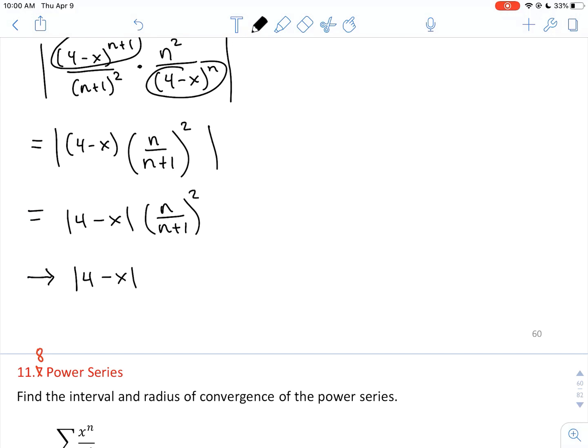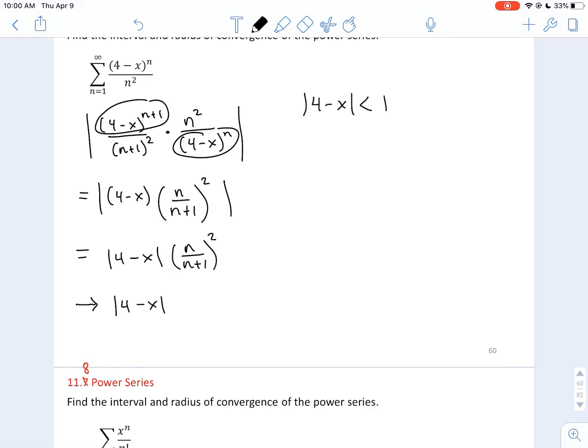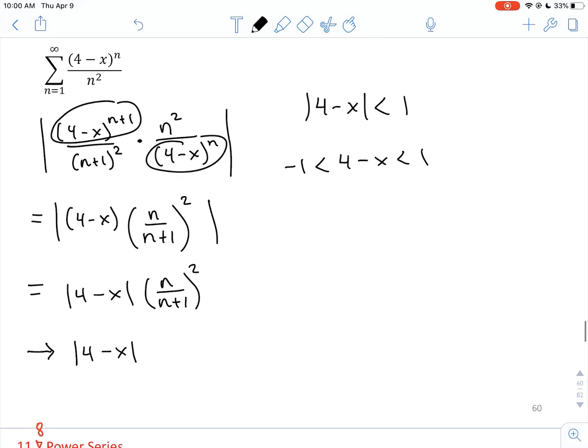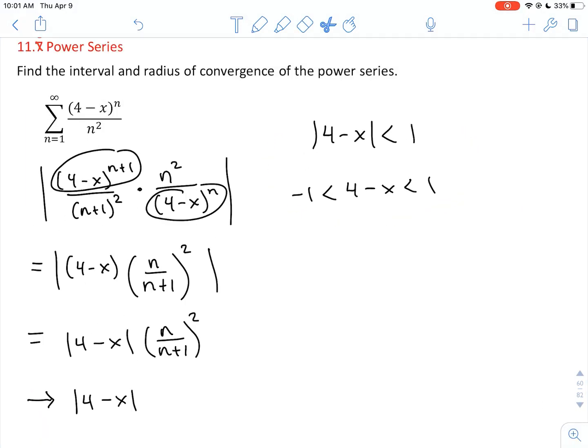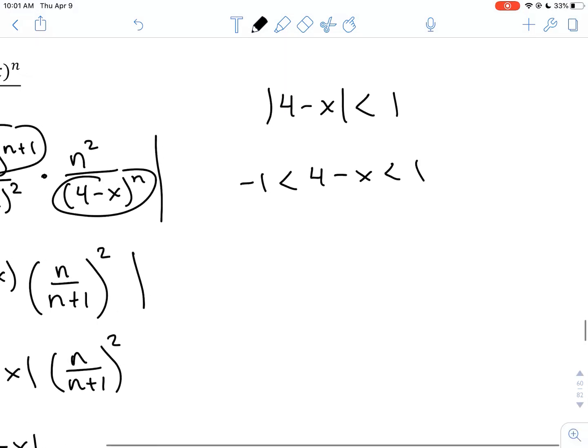This is our k, and I set it less than 1. This creates an inequality I want to solve for x. You have something in absolute values less than a constant. You can instantly turn this into a double inequality, and then we can isolate the x that's in the middle in the classic way. Just whatever you do to the middle, you do to the left and right sides as well. So let's begin by subtracting 4 from each component of this double inequality. Then multiply everything by a negative 1.